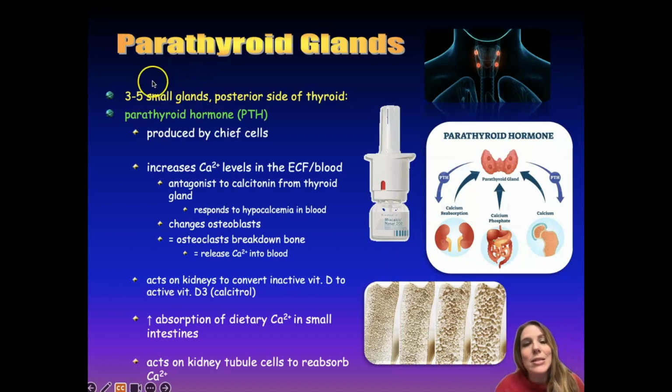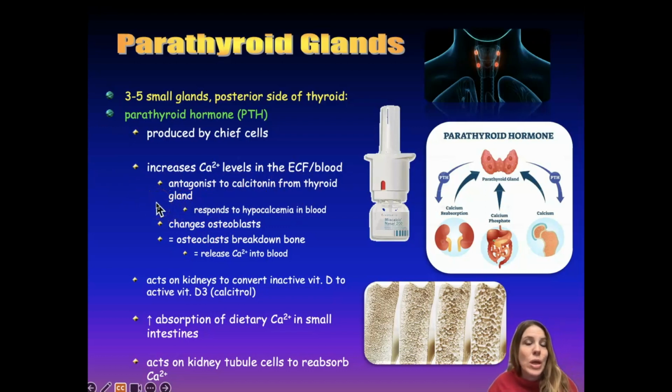And the parathyroid glands really only do one major thing. They are going to produce parathyroid hormone, or PTH. And parathyroid hormone is produced by the chief cells of the parathyroid glands, and it really has one major function. PTH increases calcium levels in the blood and the extracellular fluid. So in that sense, PTH is the antagonist to the calcitonin we mentioned was produced in the thyroid gland.